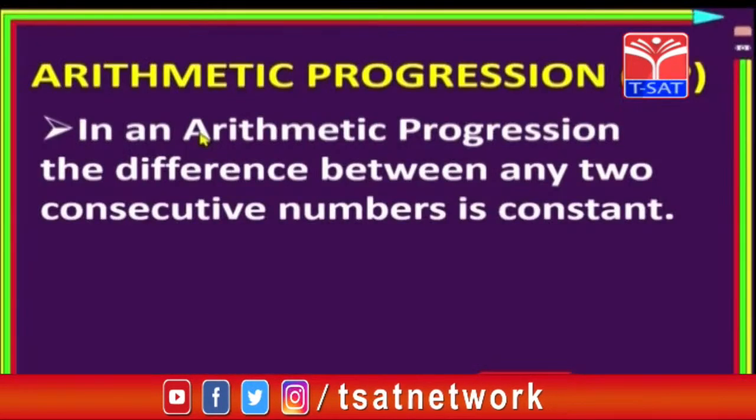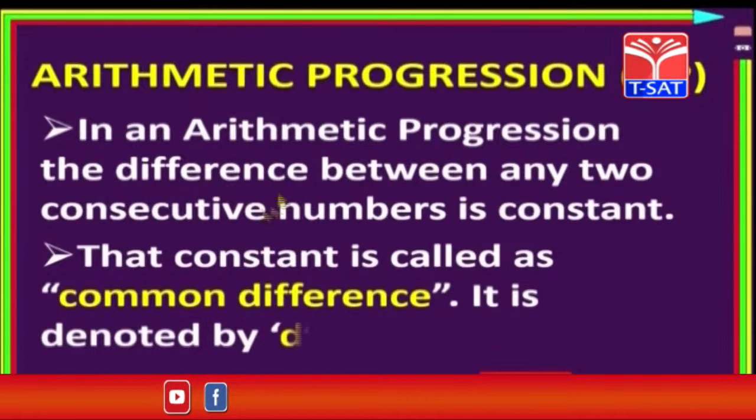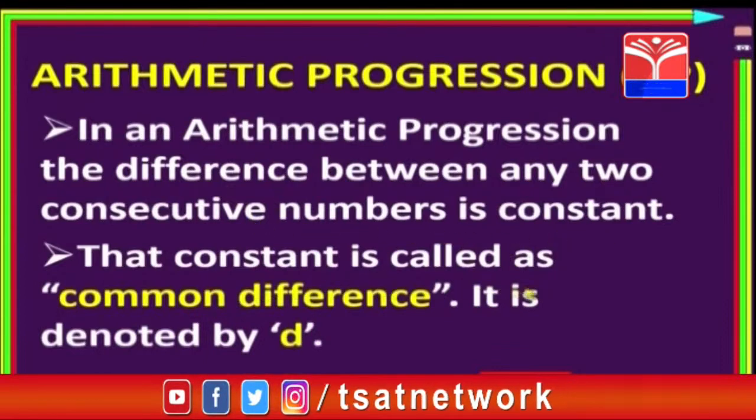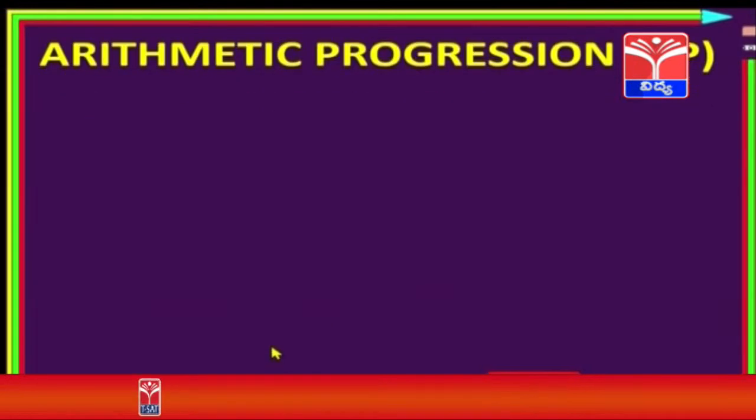In an arithmetic progression, we get each term by adding a fixed number to the preceding number, right? That fixed number is called the common difference, and it is denoted with a D. In an arithmetic progression, the difference between any two consecutive numbers is constant. That constant is called the common difference, which is denoted by D.